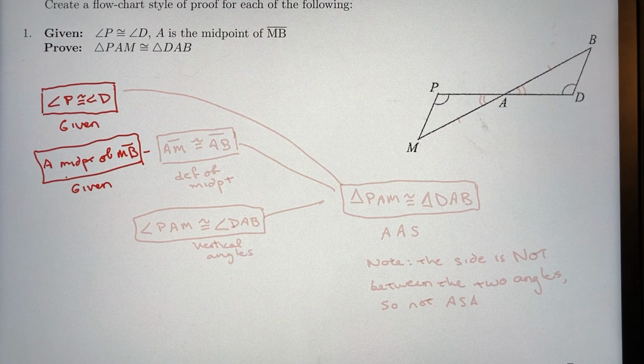Midpoint means MA and BA are the same. So okay, so the two sides are the same. Put a box around it and say that's the definition of midpoint.